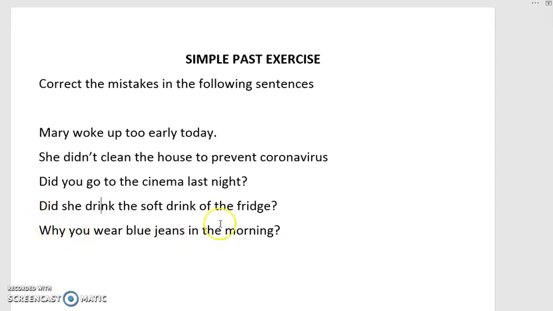The final example is why you wear blue jeans in the morning. This is a WH question, but we have a mistake. What is the mistake in this one? Remember that here we need to add did. Why did you wear? We cannot omit the auxiliary verb there, alright? So don't forget it. We cannot omit it even if we use a WH question.